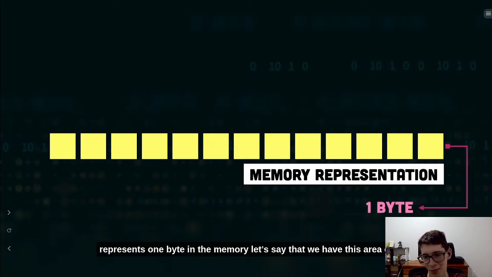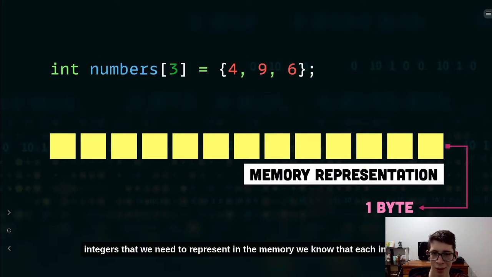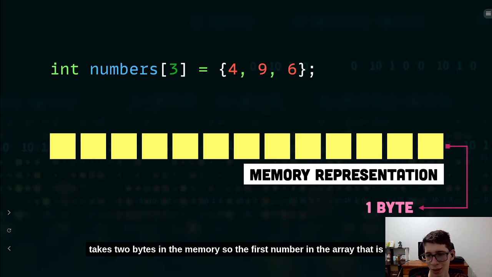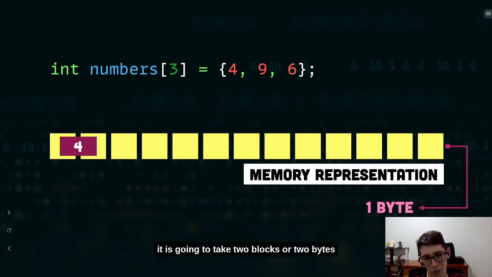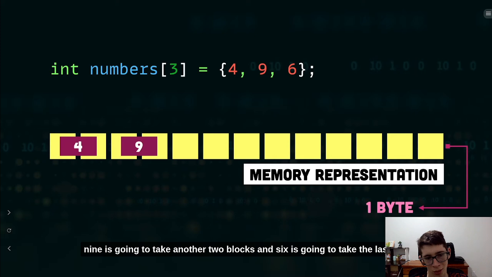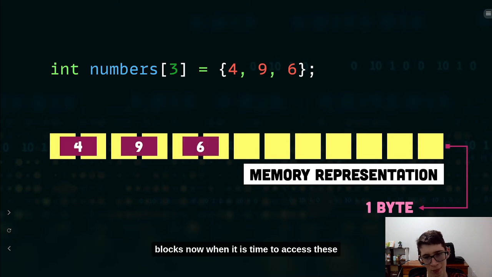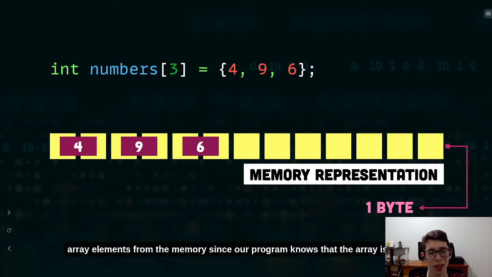Alright, 1 byte. Numbers 4, 9, 6. Alright, 4, 9, 6. Alright. Each item will occupy.